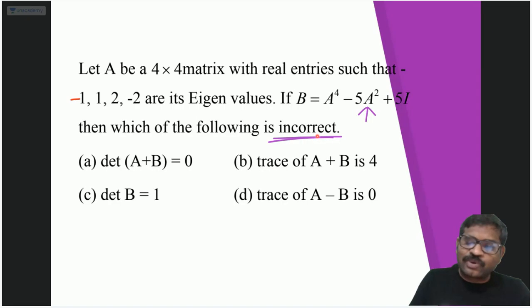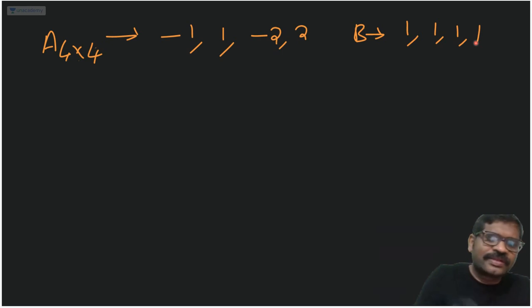Okay, now we have to calculate the determinant value of A plus B and the trace of A plus B. So first calculate eigenvalues of A plus B. What is the determinant value of B? Determinant value of B is 1.